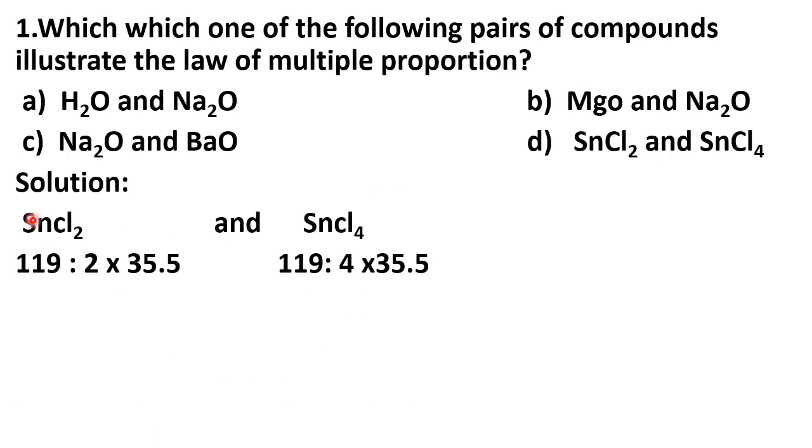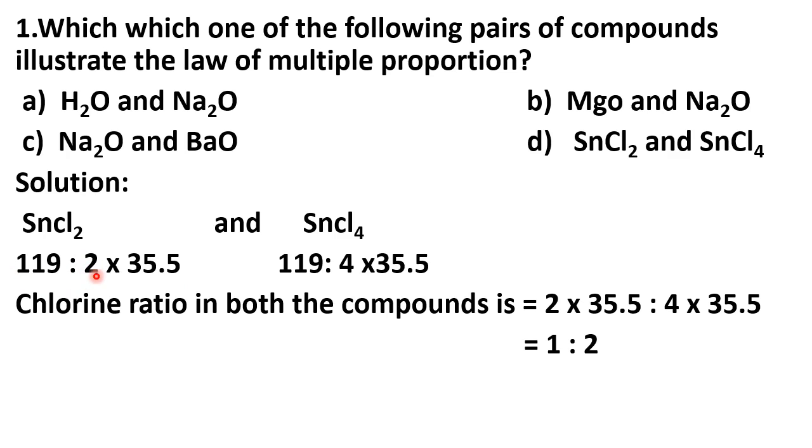If you take the ratio of tin and chlorine in both the compounds, you will get 119 is to 35.5. That is, 119 is the atomic mass of tin and 35.5 is the atomic mass of chlorine. The tin is the same in both compounds, but the chlorine differs. In the first case it is 2 into 35.5 because 2 chlorines are there. In the second compound it is 4 into 35.5, that is, 4 chlorines are there.